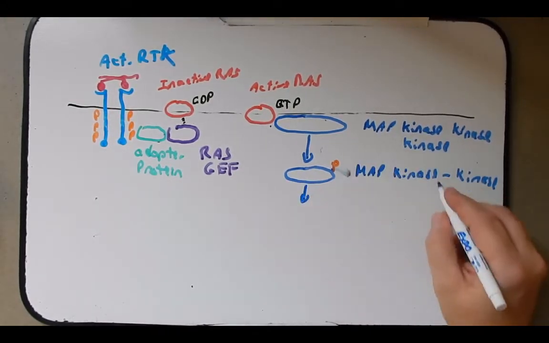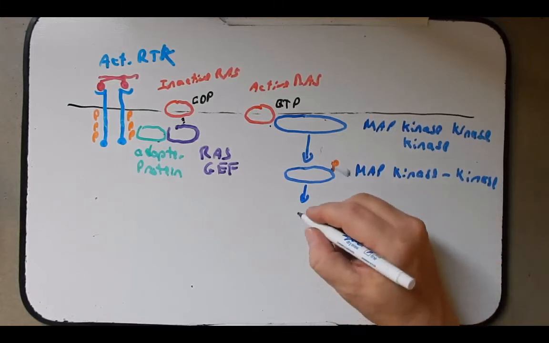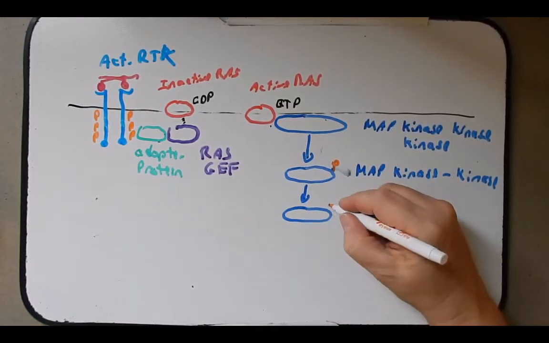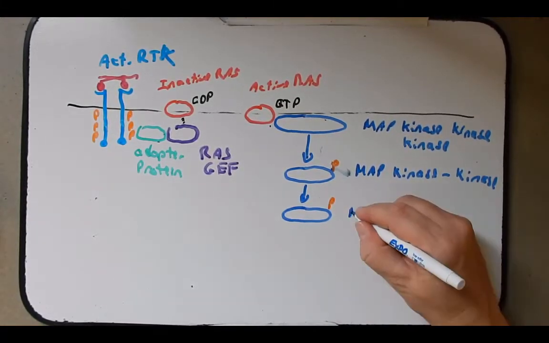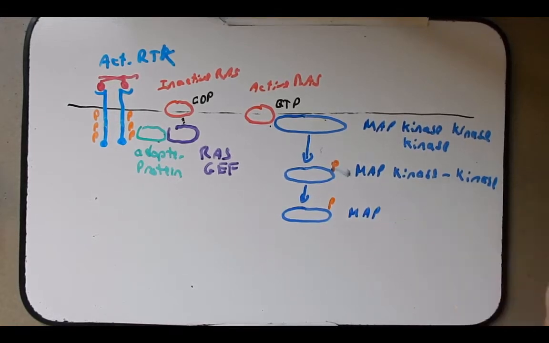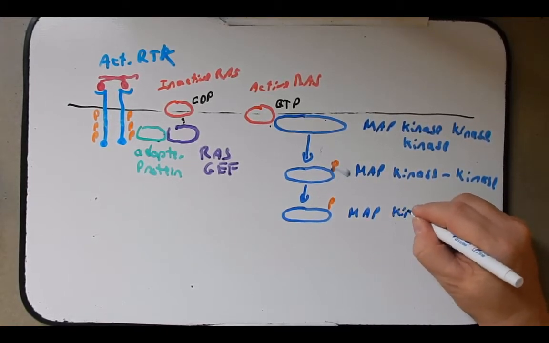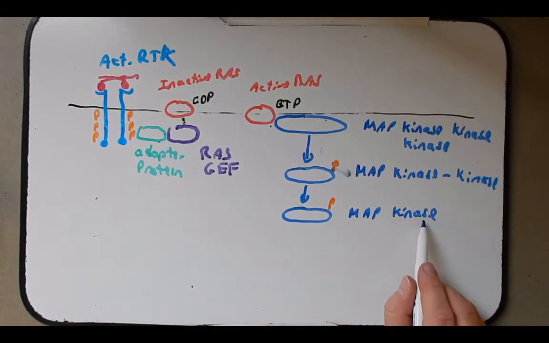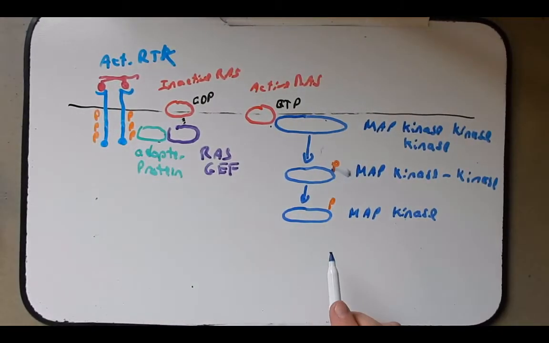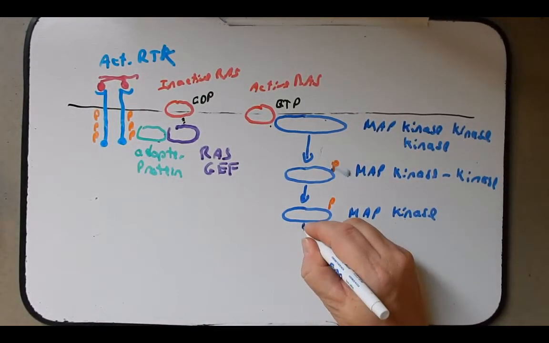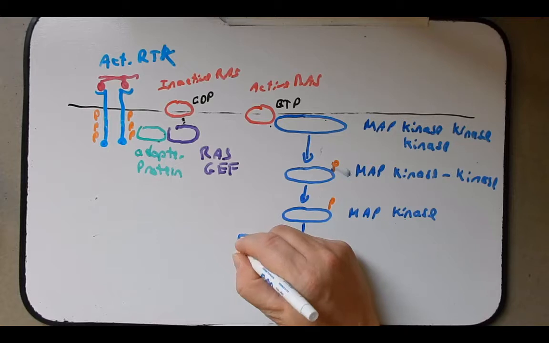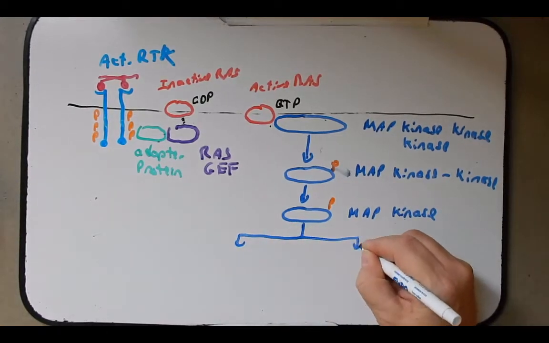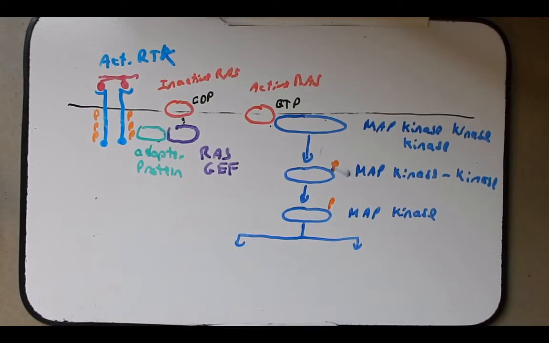Now this MAP kinase kinase will phosphorylate its target protein and make it active. And the name of its target protein will probably not be a huge surprise. It's called MAP kinase. So we go from 3 kinases to 2 to 1. These are present in high concentrations, and they can be activated by various signals. Because of this abundance and their important role in cellular activity, they can have several downstream targets.